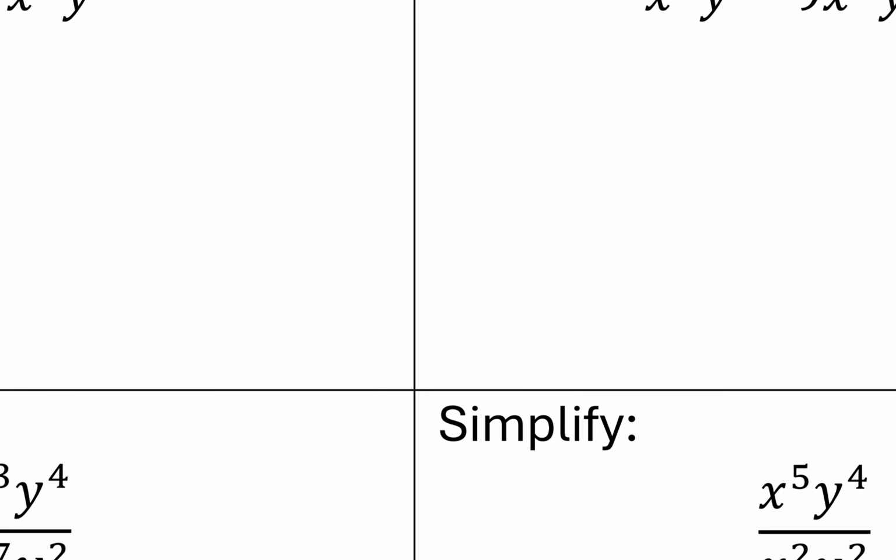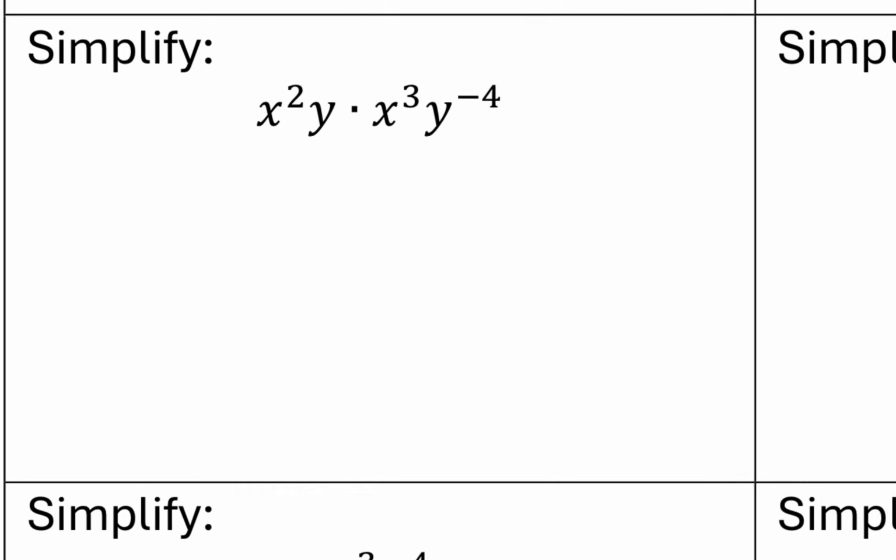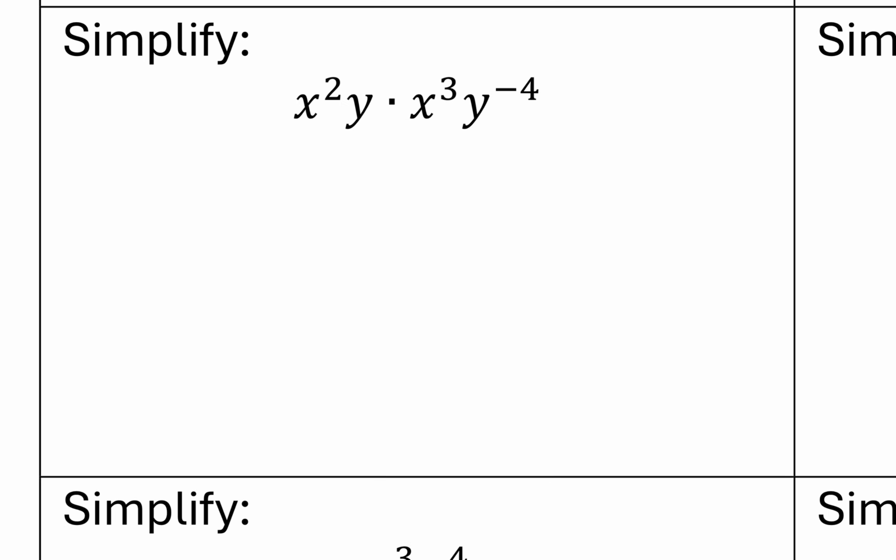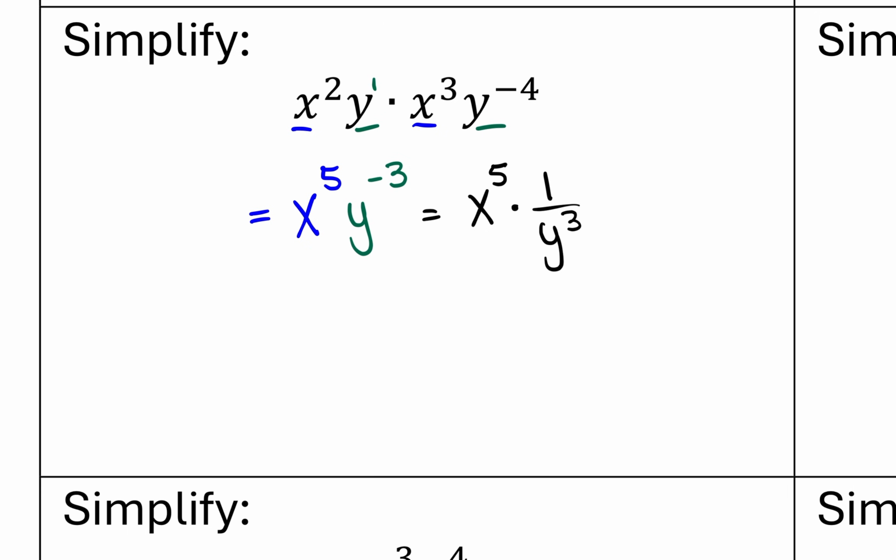Okay, now we're moving on to the next question. For the next one, we're multiplying. So we have the x and the x. That's going to give us what? x to the 5th. Then for the y's, we have y to the 1st times y to the negative 4. That's going to turn into y to the negative 3, which will then simplify to x to the 5th times 1 over y to the 3rd, which will give us a final solution of x to the 5th divided by y to the 3rd.